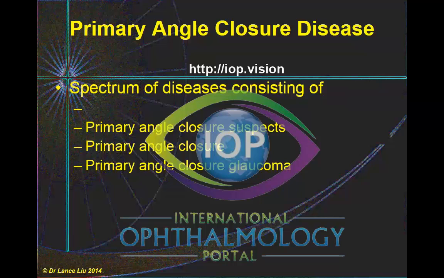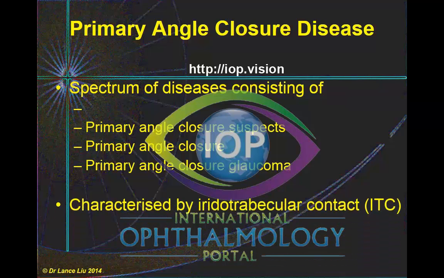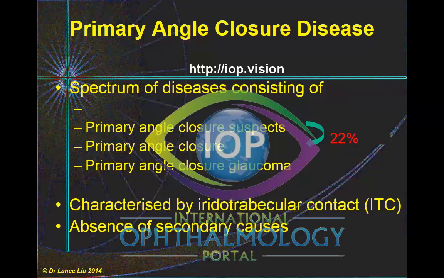So primary angle closure disease is a spectrum of diseases consisting of primary angle closure suspects, primary angle closure, and primary angle closure glaucoma. It's characterized by iridotrabecular contact, or ITC, in the absence of secondary causes. 22% of primary angle closure suspects develop primary angle closure, whereas 28% of patients with primary angle closure develop primary angle closure glaucoma.